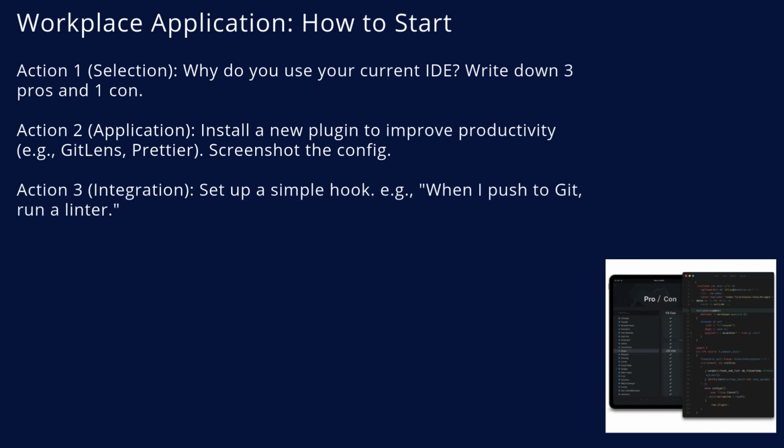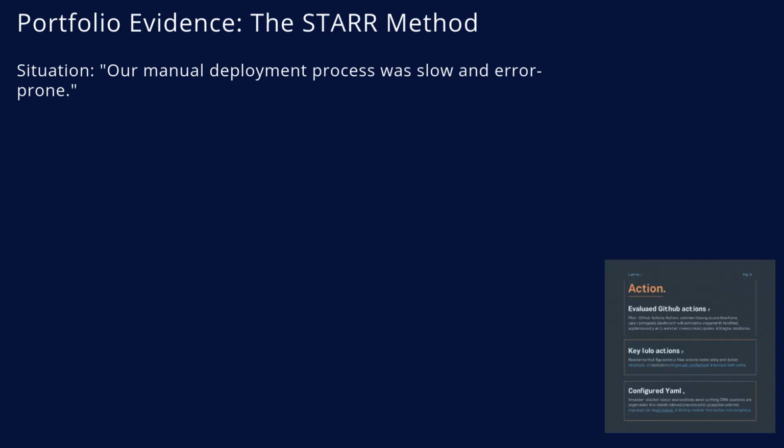Action 3, Integration. Try to set up a hook. For example, configure your Git so that it runs a linter automatically before you commit, using a tool like Husky. This shows advanced tool application. For your portfolio, use STAR to show you are a tool strategist.